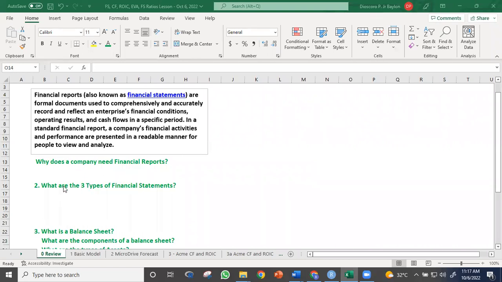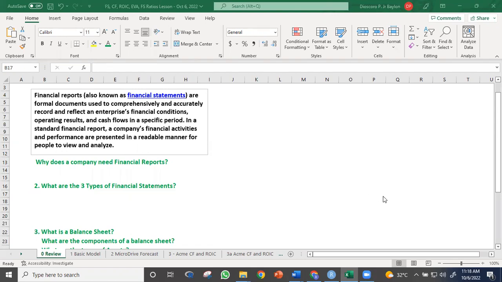Now, from your accounting, what are the three types of financial statements? Some would say four, but let's just take it at three. Anyone, please? What are the three basic types of financial statements? I'm sure you know this by heart. Thank you, Sandrine, you're correct. It's the balance sheet, the income statement, and the statement of cash flows.